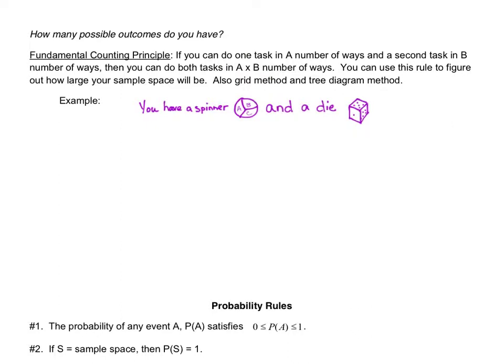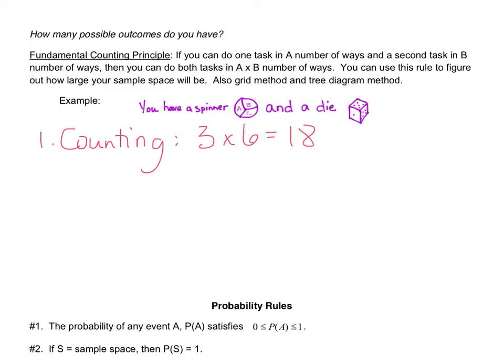Let's say you have a spinner with 3 parts to it, A, B, and C, equally divided, and a die, and you're going to spin and toss the die. If we use the counting principle to find how big our sample space will be, well, how many ways can you spin the spinner? That's 3. And how many ways can you toss the die? That's 6, which will give you a total of 18 possible outcomes.